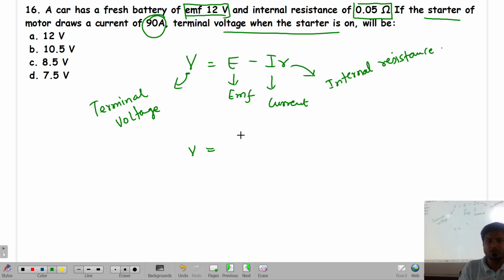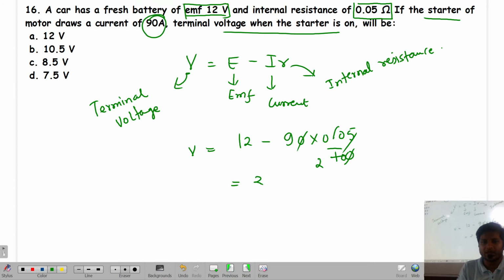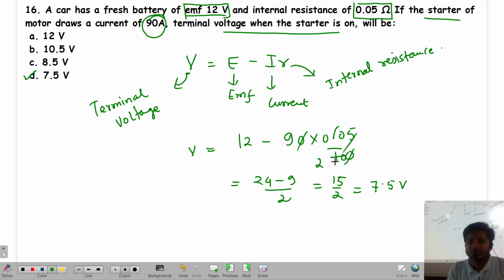So V will be EMF 12 minus 90 into 0.05. Got it or not? 5 2s are 10. 24 minus 9 divided by 2. Yes or no? Do it fast. That is 15 by 2. 15 by 2 is what? 7.5 volts. Yes or no? So 16 is option D. Correct. 12 2s are 24 minus 9. Do it fast.